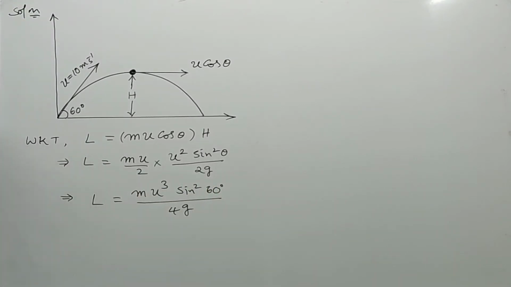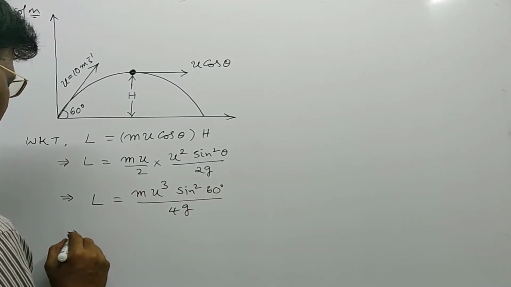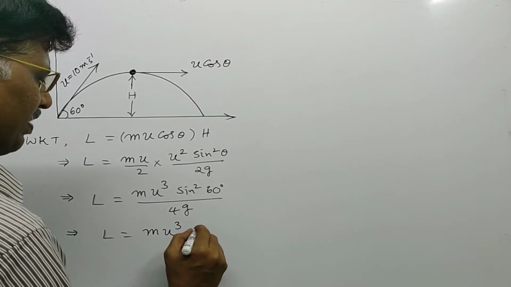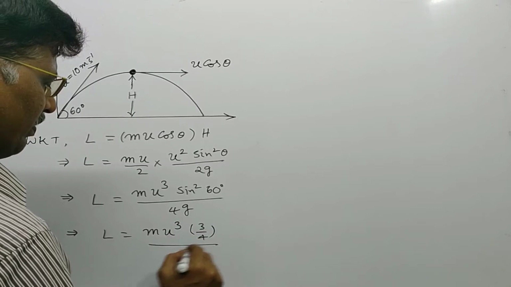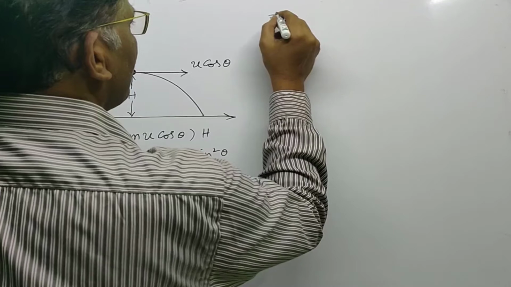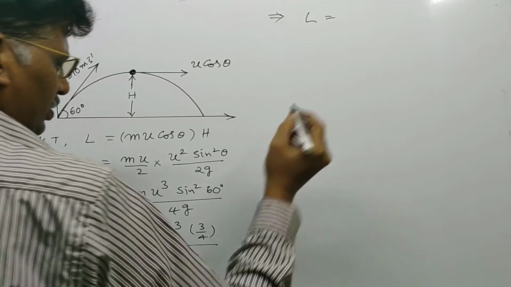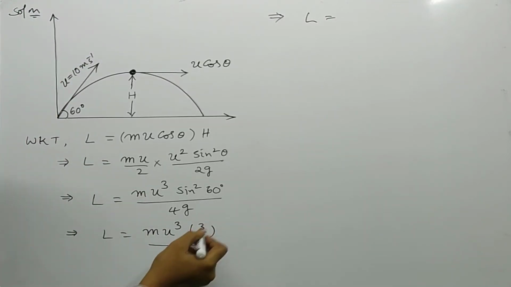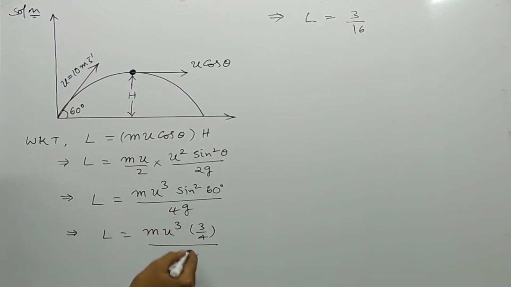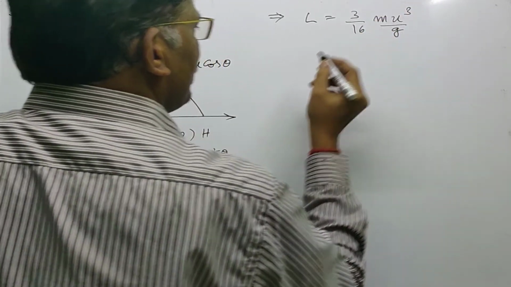Sin 60 is root 3 by 2, and root 3 by 2 whole square is equal to 3 by 4. So L is equal to m u cube into 3 by 4, whole divided by 4g. This can also be written as L equal to 3 by 16, m u cube divided by g.